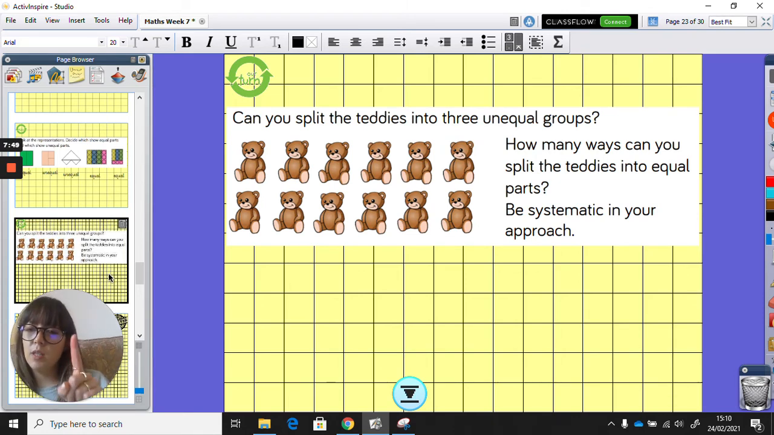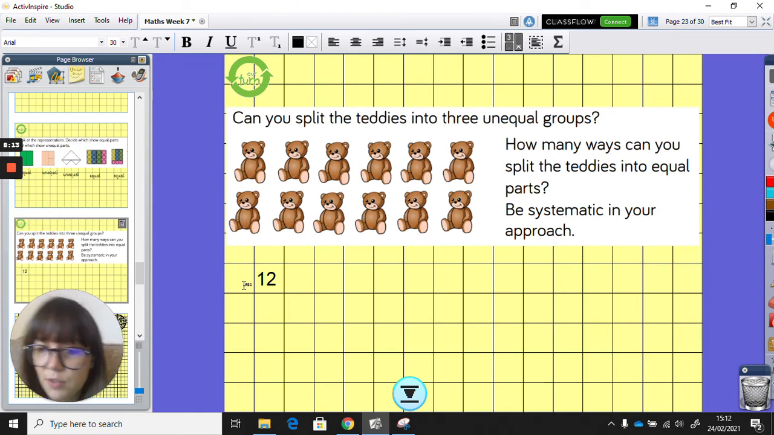So first of all, split them into unequal, and you can draw that. You don't have to draw teddies, you can just do circles. And then, how many ways can you split the teddies into equal parts? Be systematic in your approach, okay? So that means you could potentially use your times tables or your division facts to help you work this out, okay? Have a go, and we'll go through the answers after.